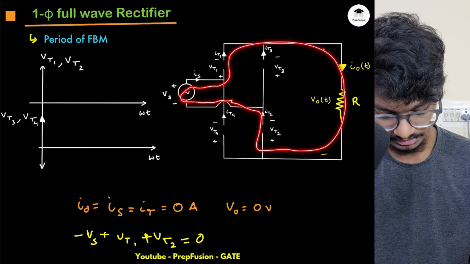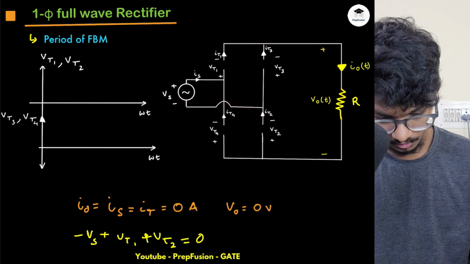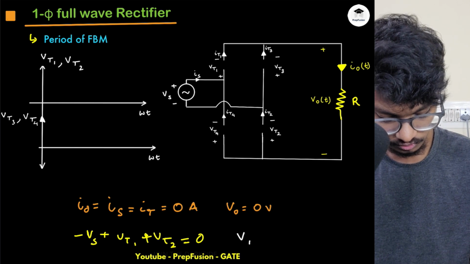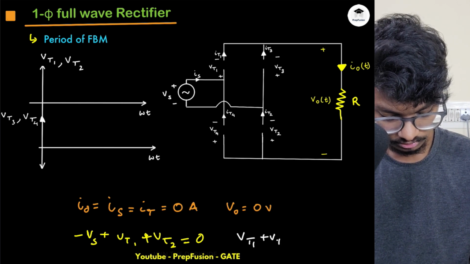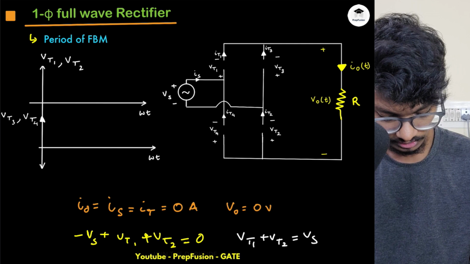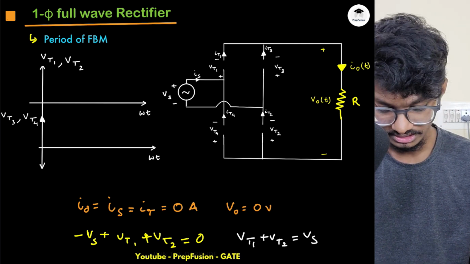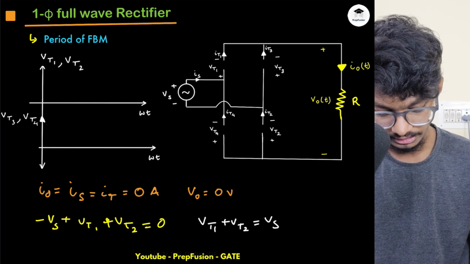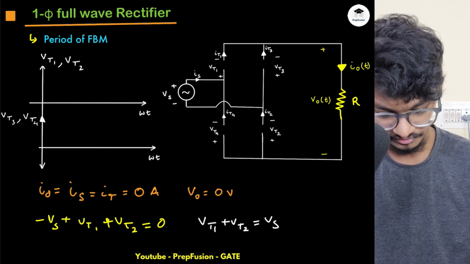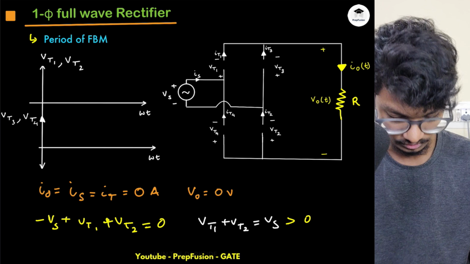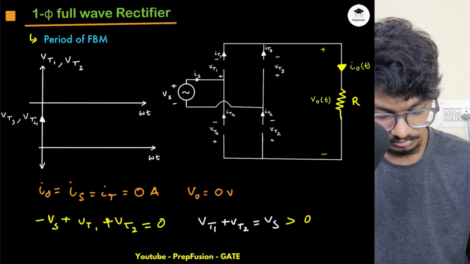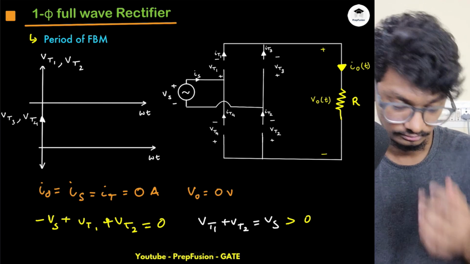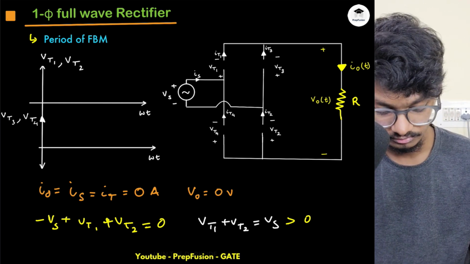So yeah, this is my loop finished. So now my VT1 plus VT2 equals Vs. Okay, VT1 plus VT2 is equal to Vs, and I know my VT1 plus VT2 is some positive value greater than 0. So obviously this voltage will get divided in both the thyristors.